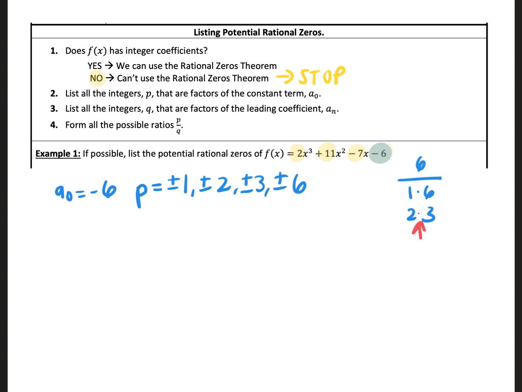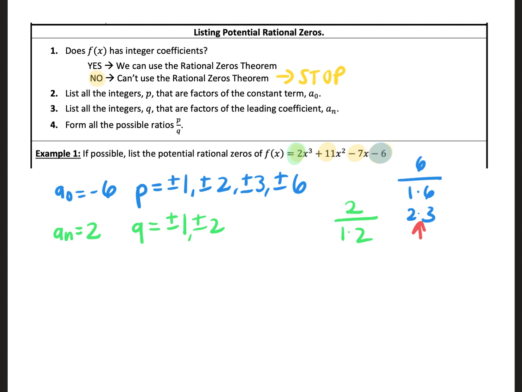Step 3 is to look at our leading coefficient, which in our case is 2. And we want to list all those factors. This one is nice and easy. We have a equals 2. And really we only have 2 factors. We're going to have plus or minus 1 and plus or minus 2. Again, I know that 2 is the same as 1 times 2. Those are the only 2 factors of our leading coefficient.